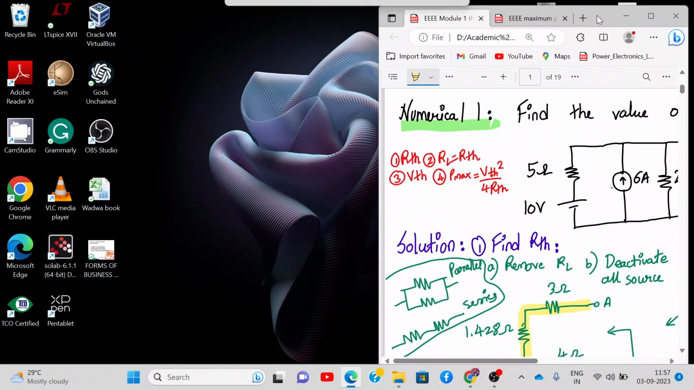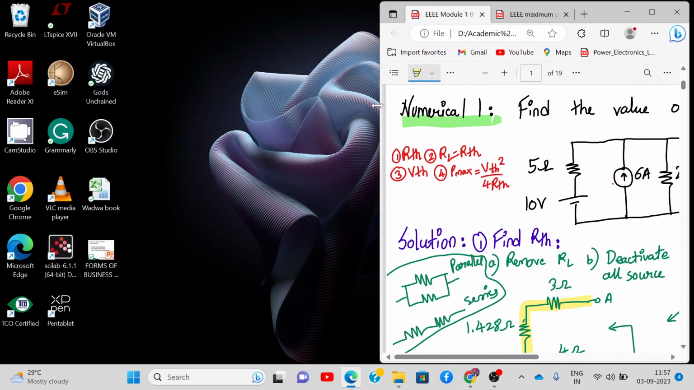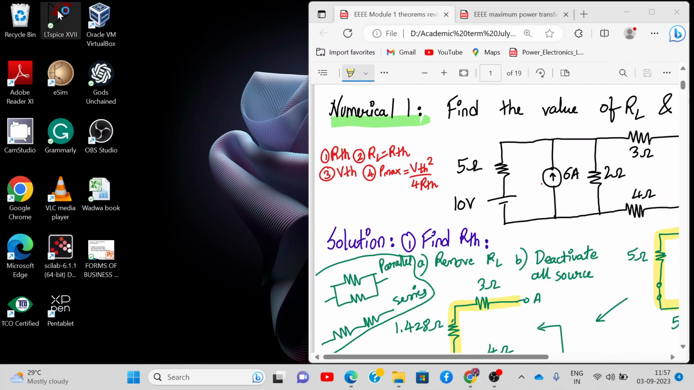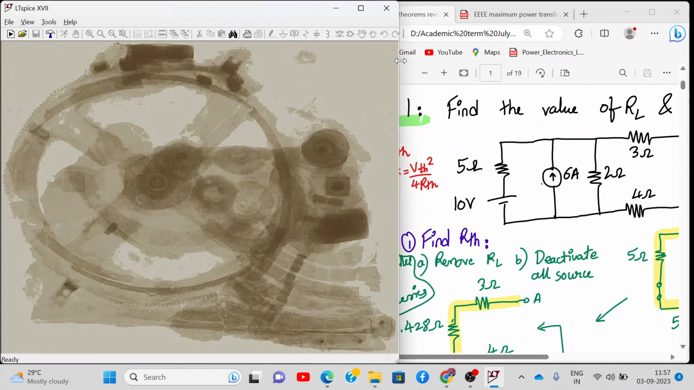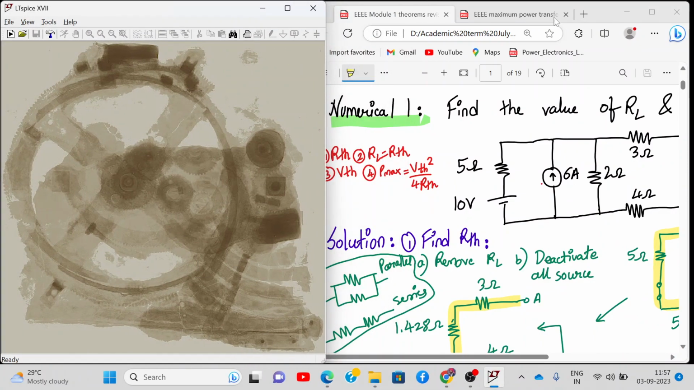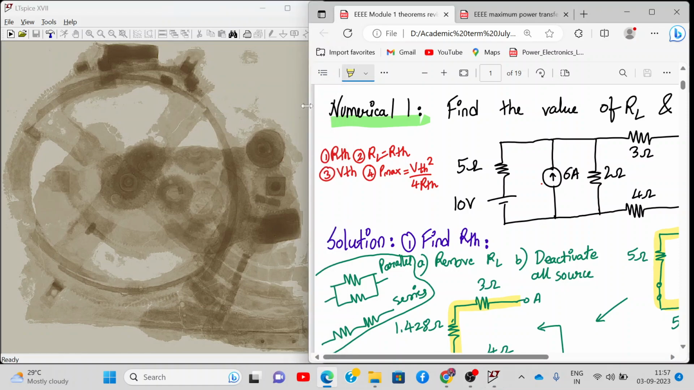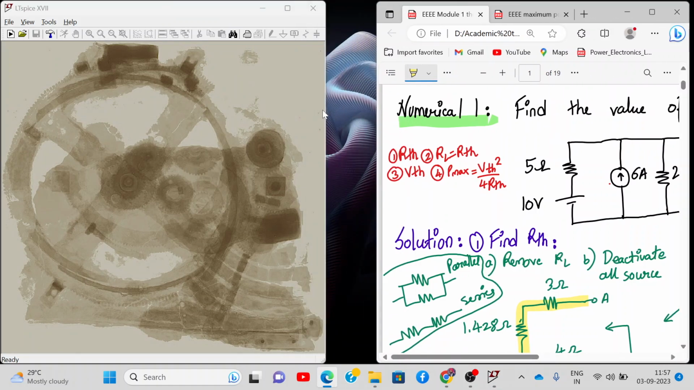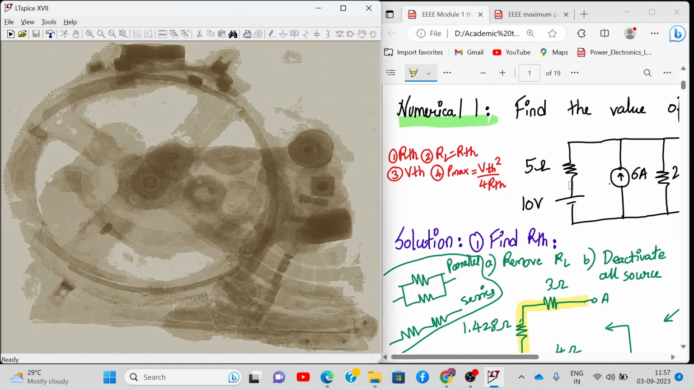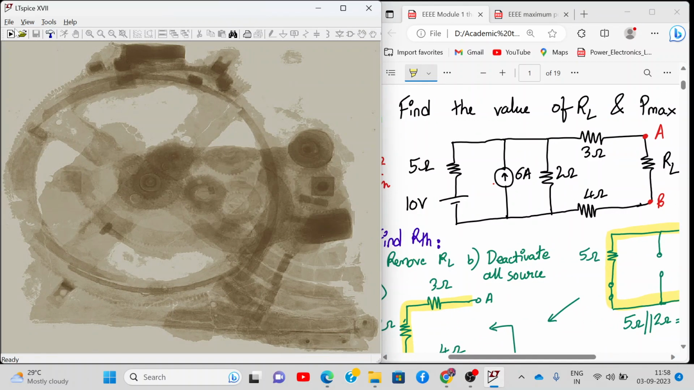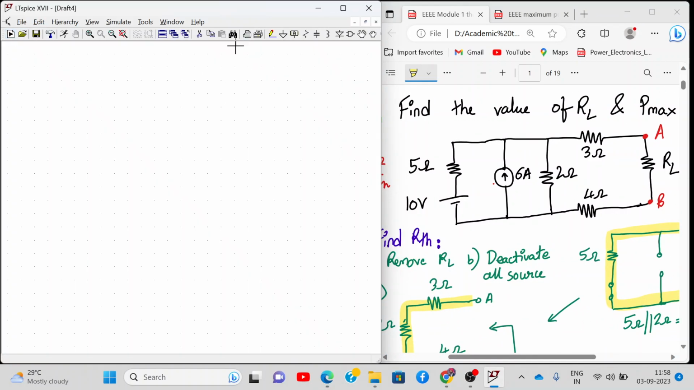Actually, I didn't share the link of the LTspice download, right? I forgot it. I'll share it by today. You can watch the recording later and do the similar steps. LTspice is a tool wherein you can verify all the answers even without solving any numerical. So I've opened a new schematic and I'll add resistors in it.